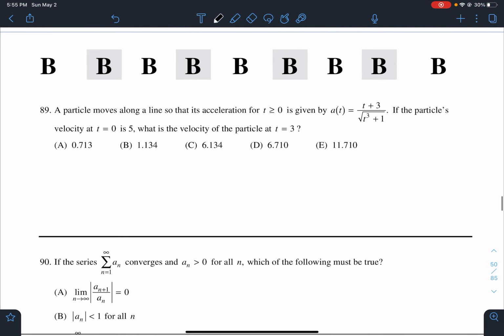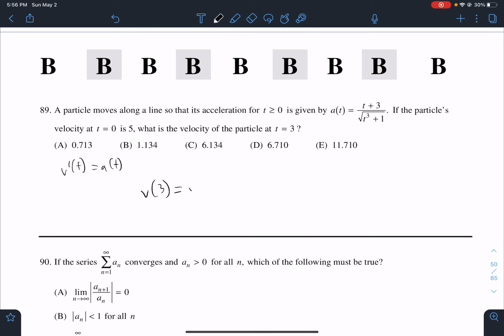Cool. So 89, it's a particle's acceleration, a of t. We want to find the velocity at t equals 3. If we remember, v prime of t, the rate at which the velocity changes, is by definition the acceleration. And so we can use that to our advantage. What we want here is v of 3. And how we can get there is by setting up a start plus change problem. So final equals start plus change.